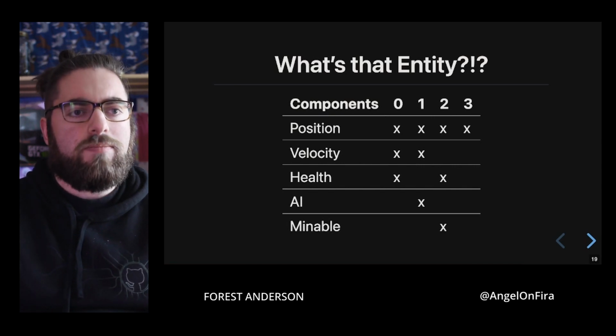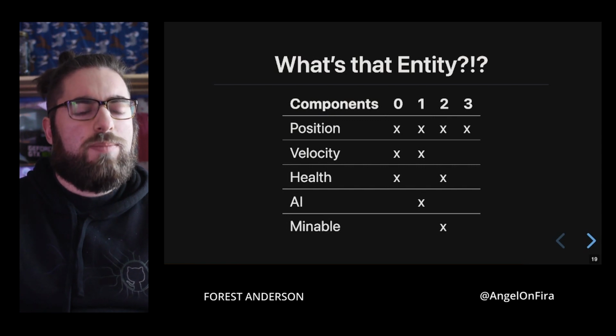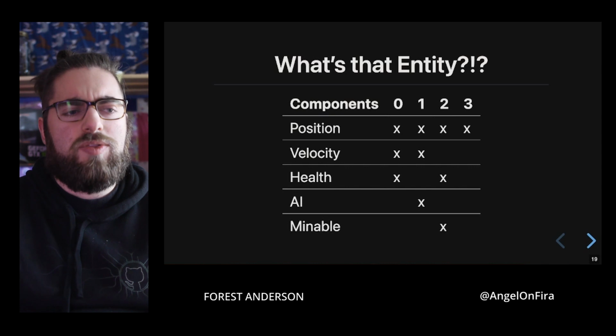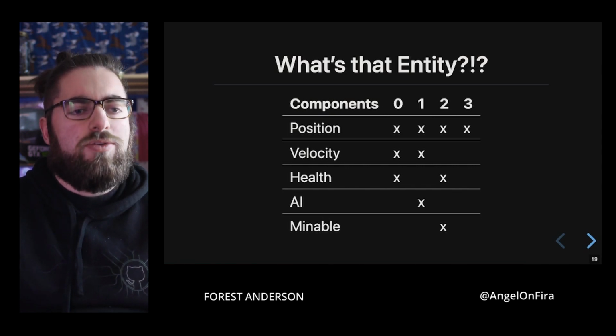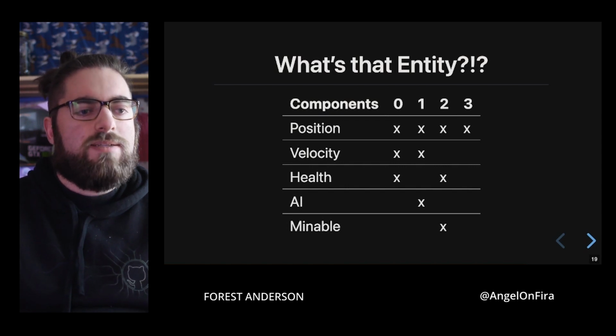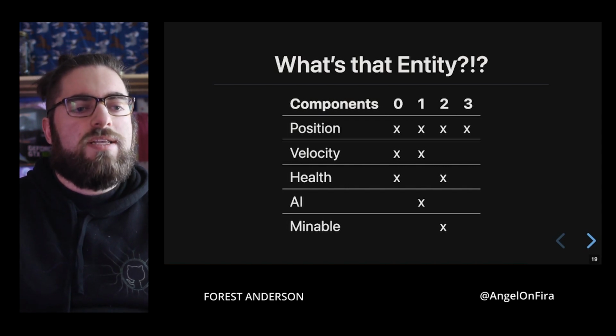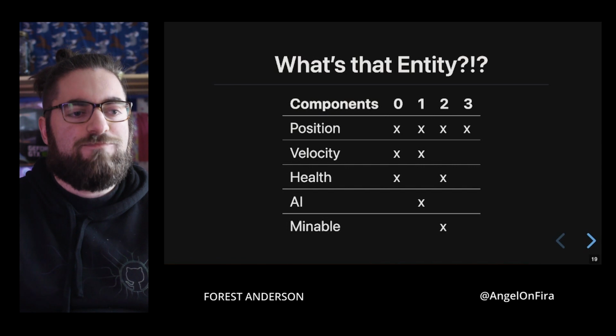Entity 2 is a bit different. It doesn't have a velocity component, but it does have a health component. So what could that be? In this case, I imagined it to be a rock that you can mine from. This is why it has a mineable component. A system could iterate over each entity that has the mineable component each frame, and if it has received damage, maybe drop some resources near it.